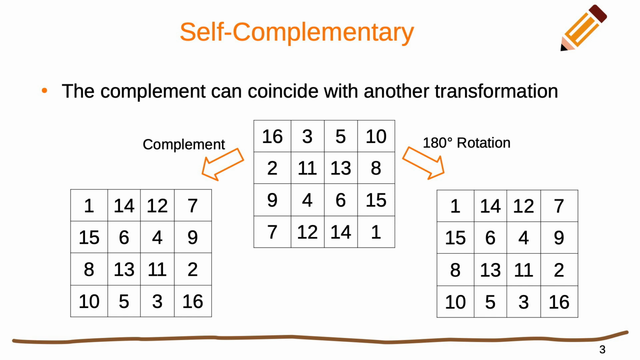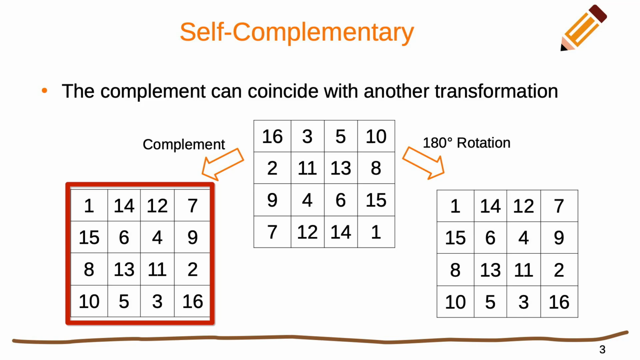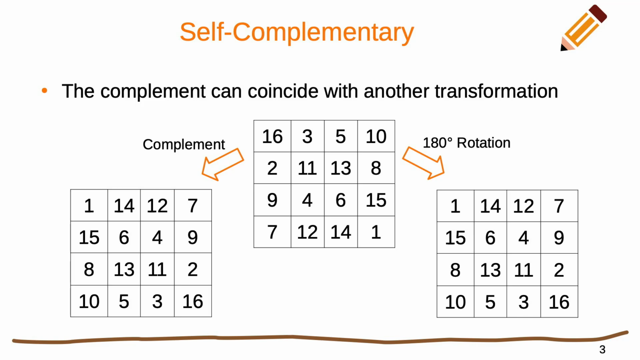Here is an example of a magic square of order 4, which exhibits a certain symmetry. If we take its complement, we obtain this one, which happens to be a rotated result of the original. In this case, the complement doesn't produce a distinct pair, but instead maps the magic square into its equivalent.